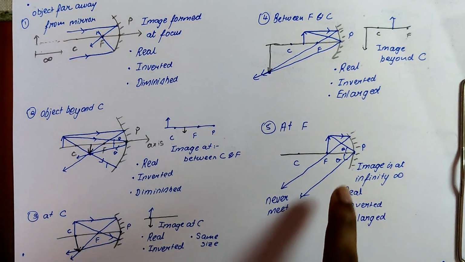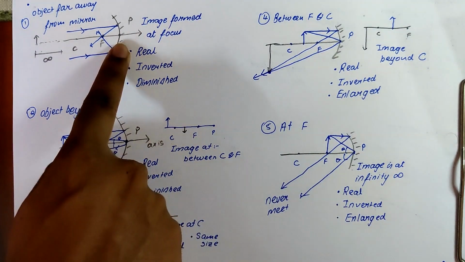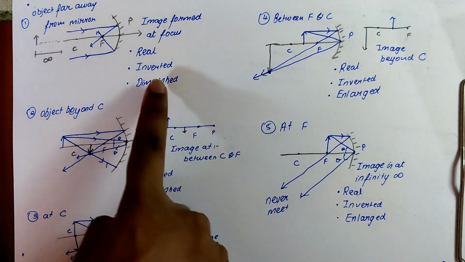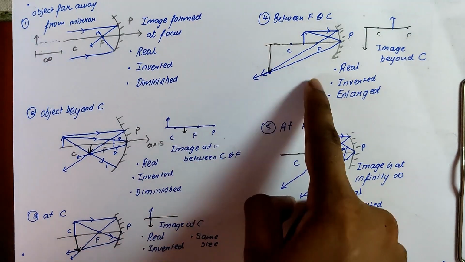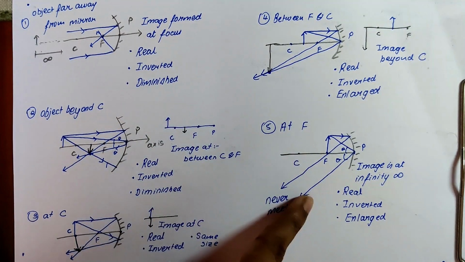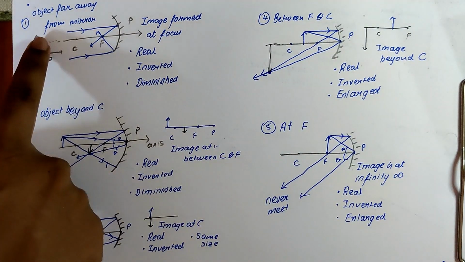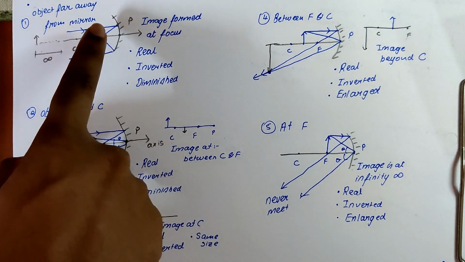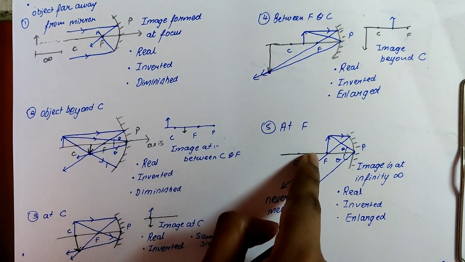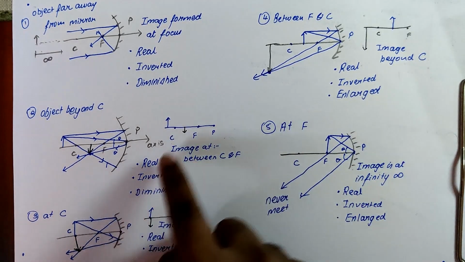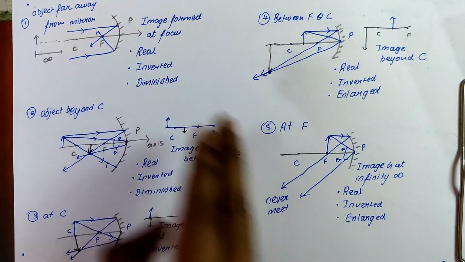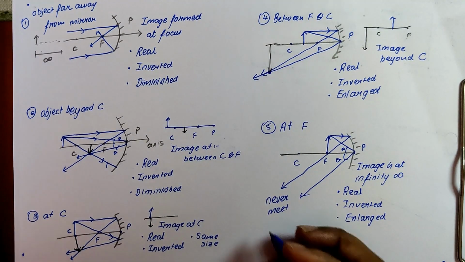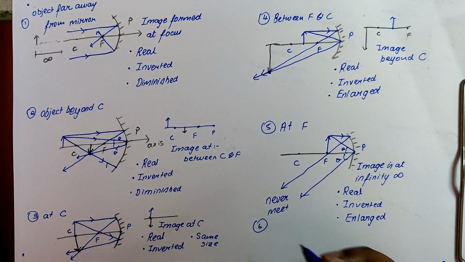Now you notice this case and this case to be similar because you have real and inverted, but here it's diminished, here it's enlarged. These two cases are converse of each other. You have the object at infinity, here you have the image at infinity; here you have the image at F, here you have the object at F. It's the same manner as these two. Let's move on to the next and the final point for this.